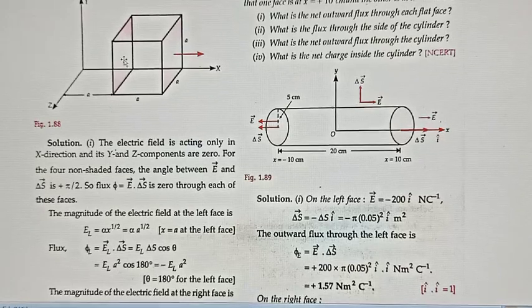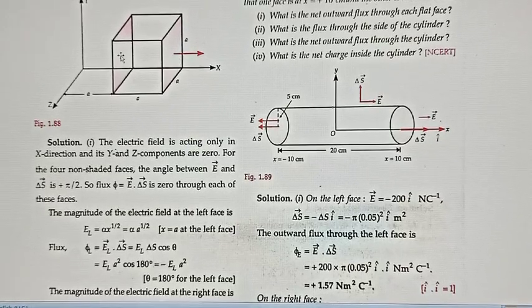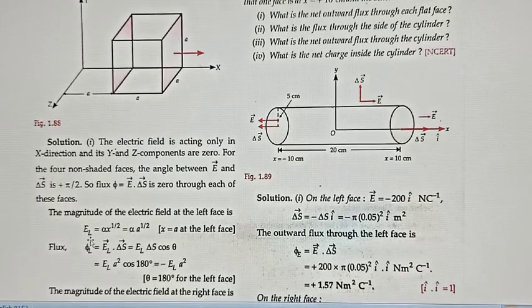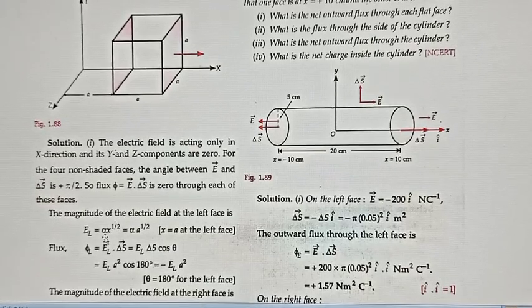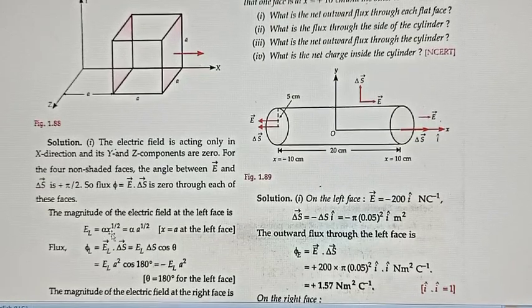So only these two phases contribute to the flux. Let us take this phase. This is the left phase, so it is written as EL, the electric field for the left phase. So EL is equal to alpha x to the power half. This is the value of electric field. It is already given in the question: E is equal to alpha x to the power half.